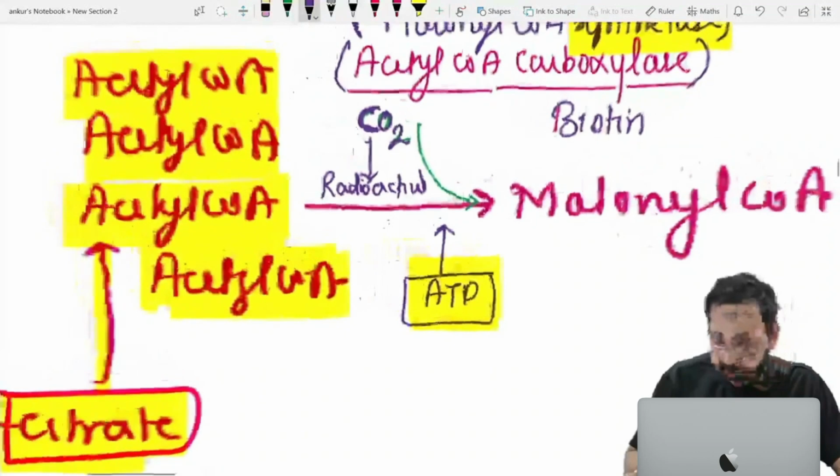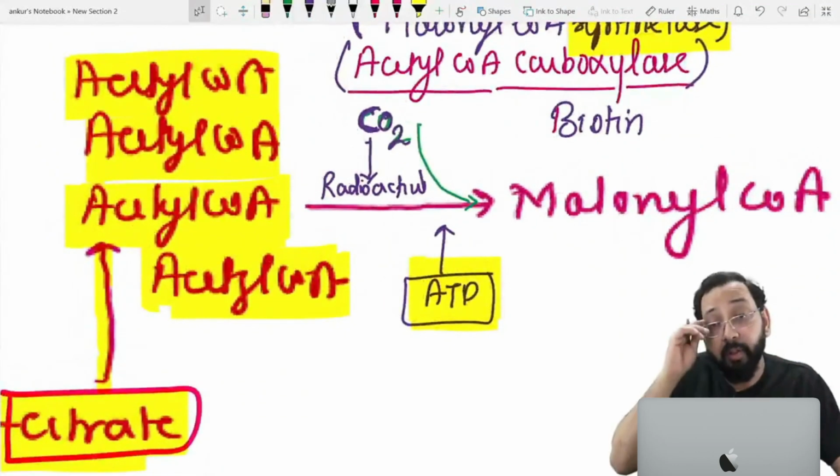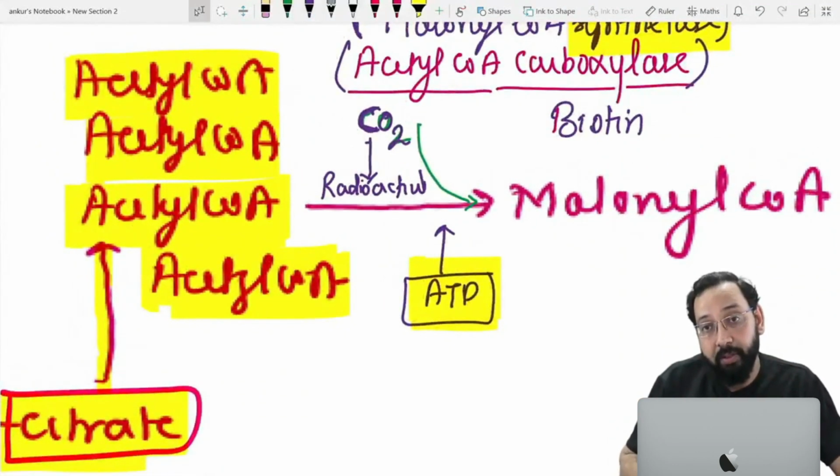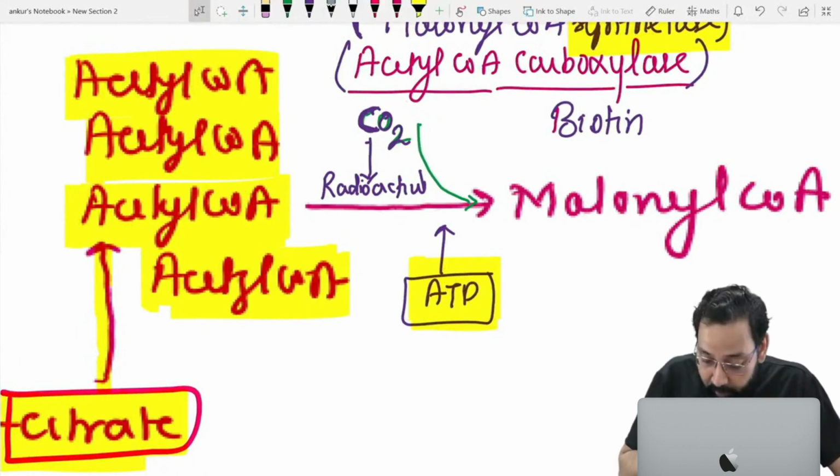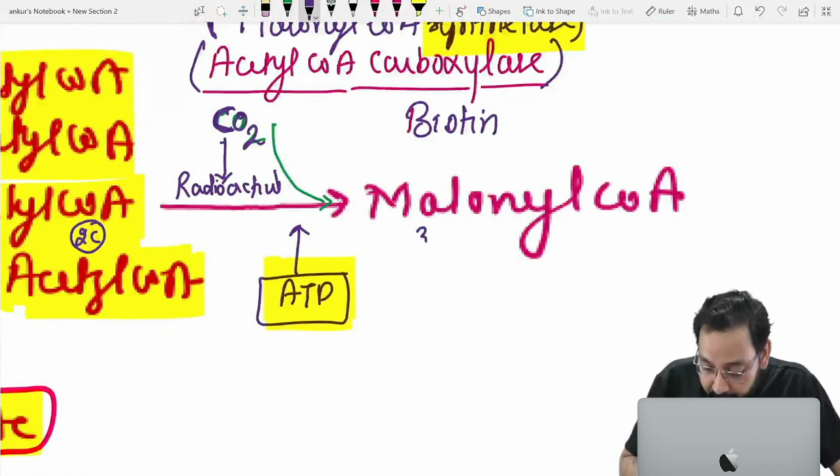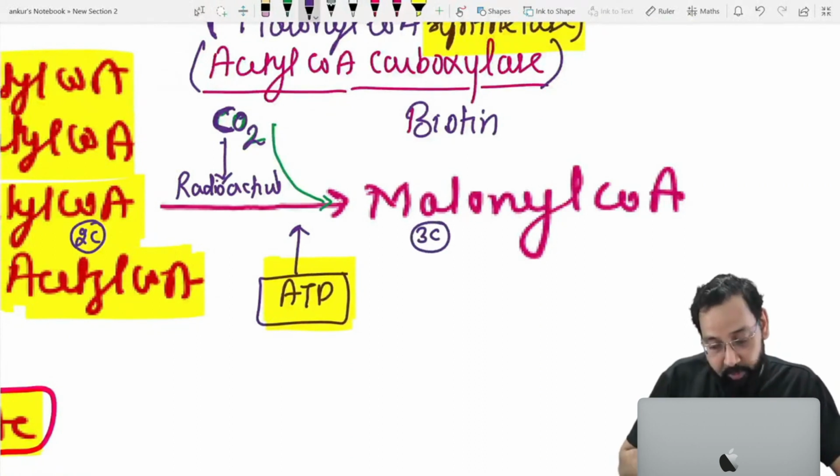Suppose this carbon is radioactive. Okay, radioactive carbon. So acetyl coenzyme A has 2 carbons. Malonyl coenzyme A has 3 carbons. So a 2 carbon compound is converted to a 3 carbon compound. That's why it is acetyl coenzyme A carboxylase.